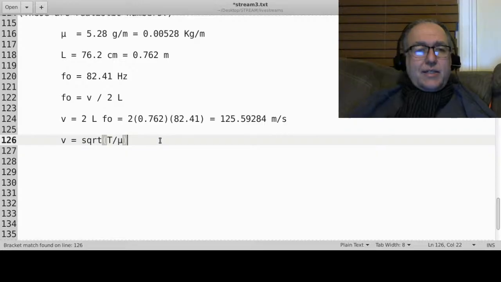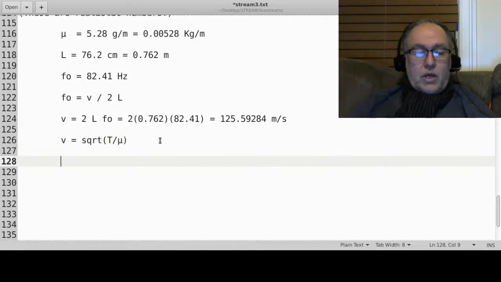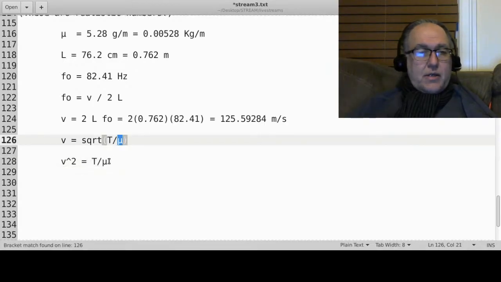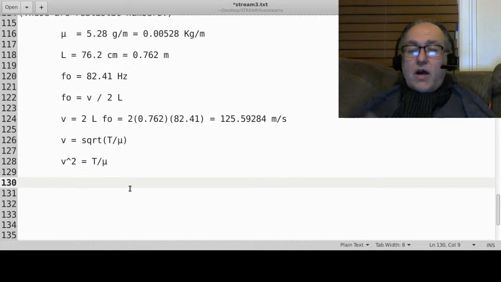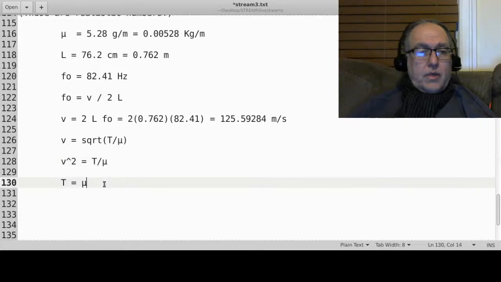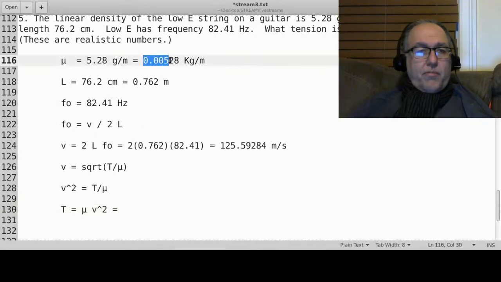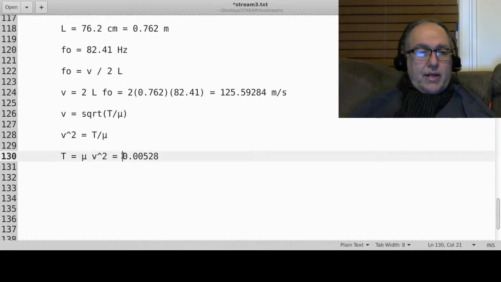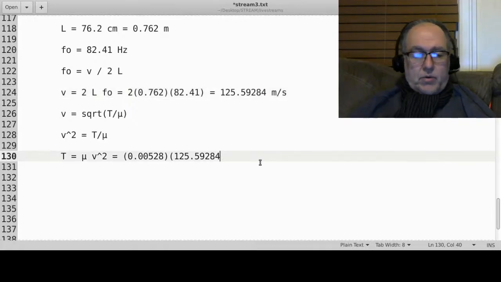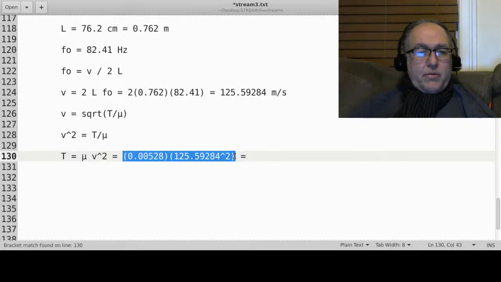Now we want to calculate the tension, and that's inside the square root, so let's square both sides, and that'll just give this. We want to solve for T, so let's multiply both sides by mu, because we know mu and we know v squared, like that. And so mu, from above here, was this number here. And v squared: well, v was this number here, and we're going to square it like that. And what's that equal to? We will find out.